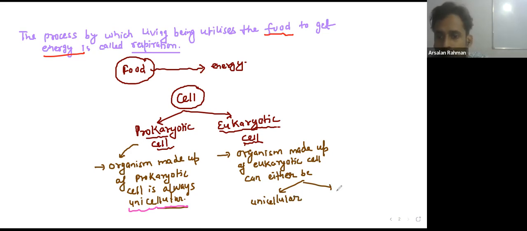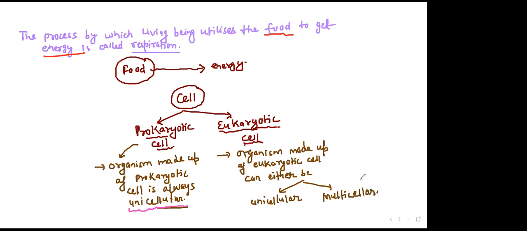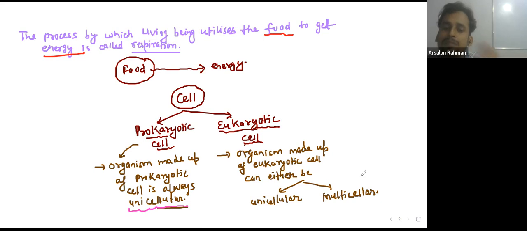Have you heard about bacteria? Yes, sir. Bacteria is a unicellular organism which is made up of a prokaryotic cell. So for example, I can write bacteria is a prokaryotic cell. And what are the examples of eukaryotic cells? Plants, animals, amoeba, these are all made up of eukaryotic cells.